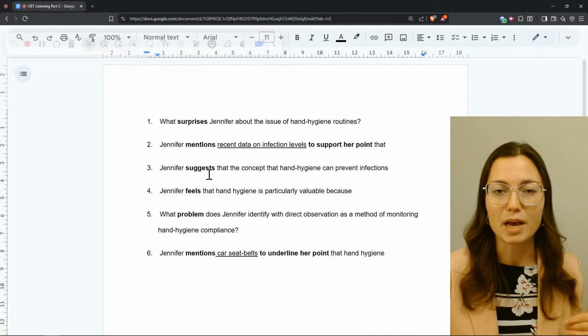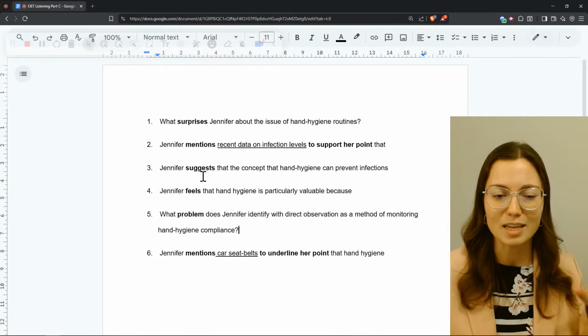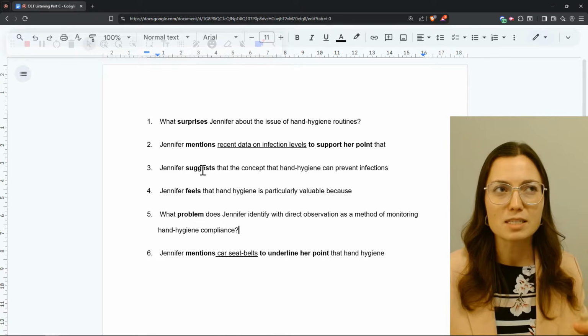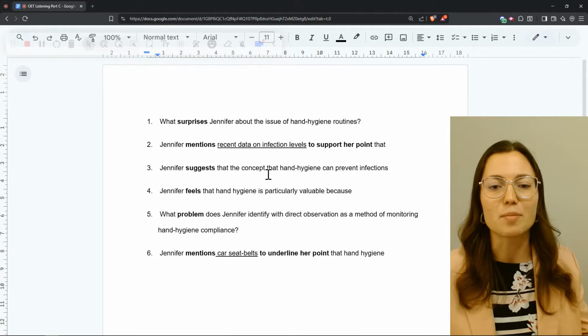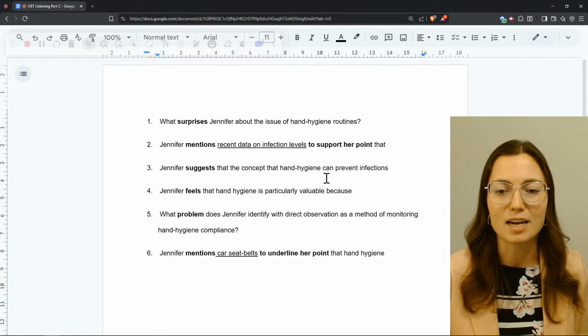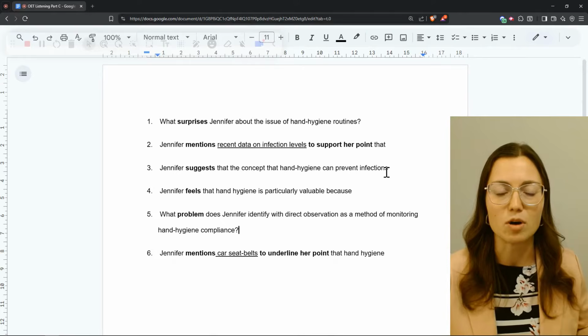Now, number 3, we have a suggestion, all right? So a suggestion is not a definitive statement. It is something where we listen and we see that someone's advising or somebody is recommending. And so she suggests the concept that hand hygiene can prevent infections, and then we'll have some options there below.